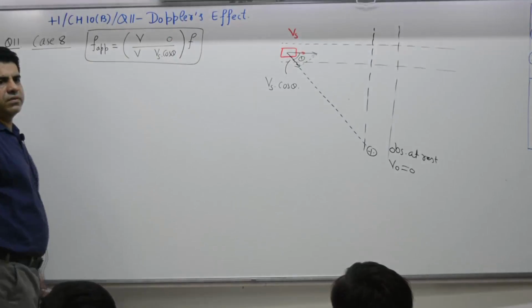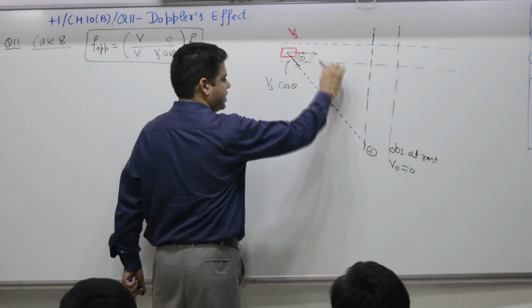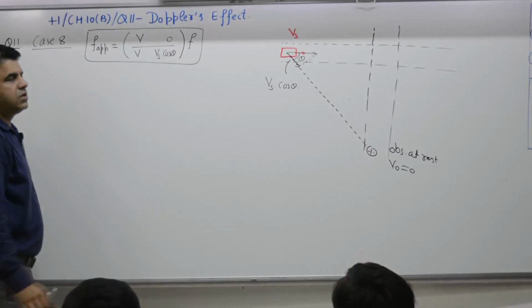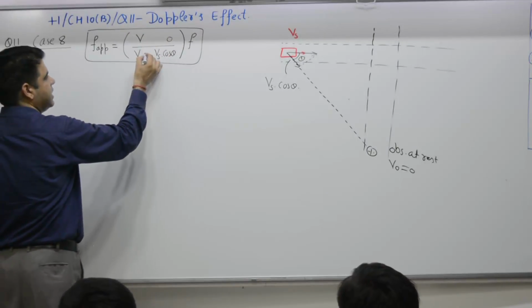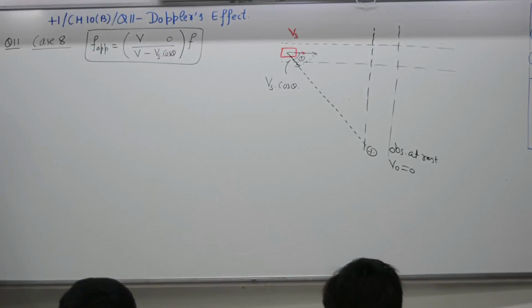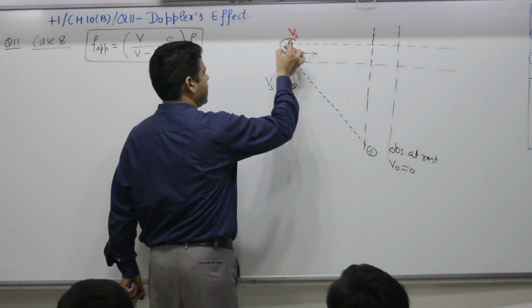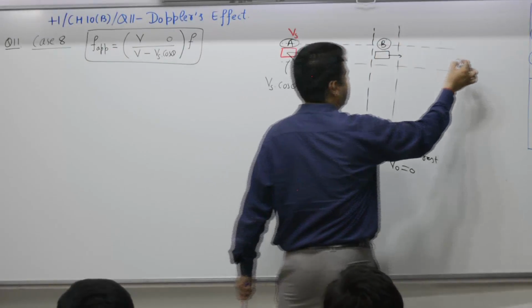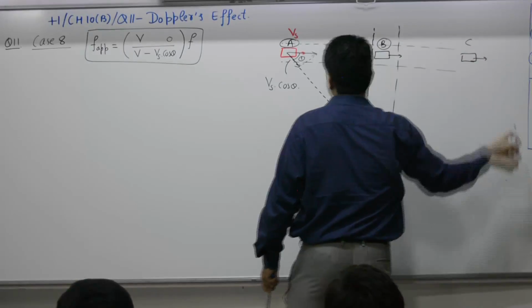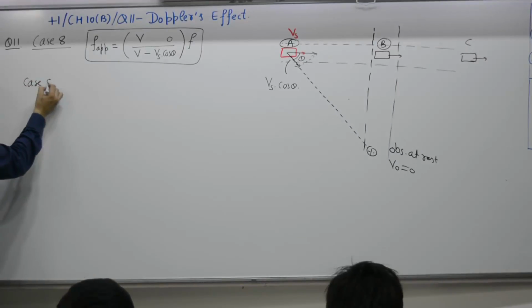What about the sign now? After some time, this train is in this position. That means the distance between the two is decreasing. So this F apparent has to be more than F. This factor has to be greater than 1. So the sign here is minus. Now we discuss various possibilities: the train can be at position A. It can be here at position B. Train can be at position C. So we'll discuss 3 possible cases, that is case 8A you can say.